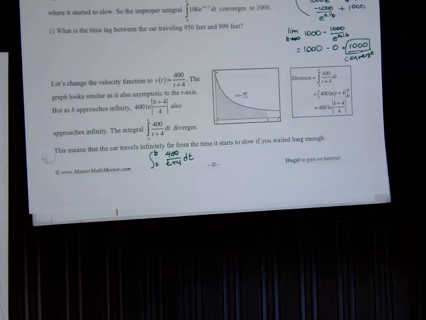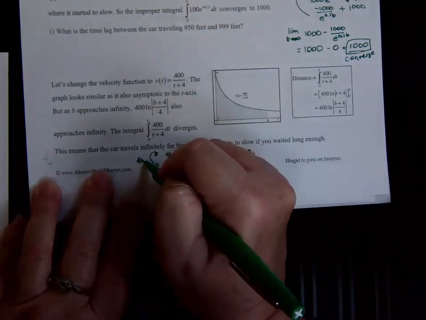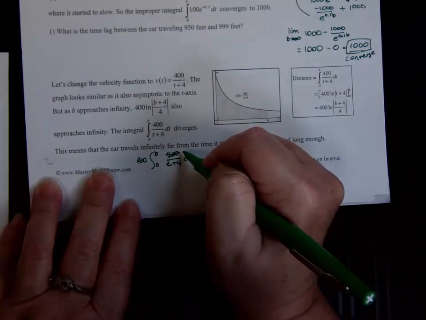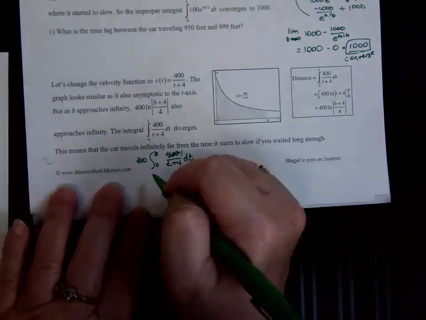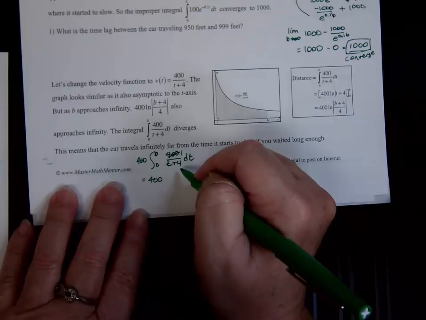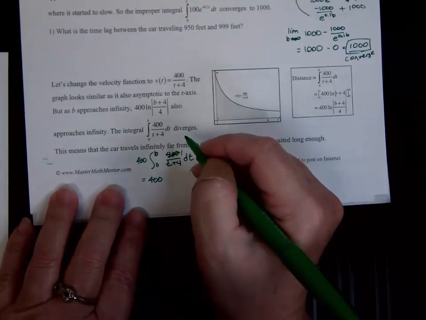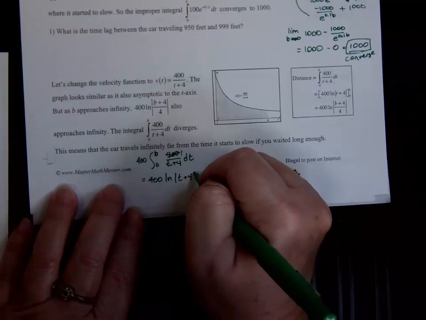Yes. So what do I do with that 400? Pull it out. Pull it outside. So let's mark that out, put it outside, and what's in its place? A 1. Now is the top the derivative of the bottom? Yes. So this is now 400. What is that going to equal? What kind of problem? We did this all day yesterday. ln absolute value of t plus 4 from 0 to b.